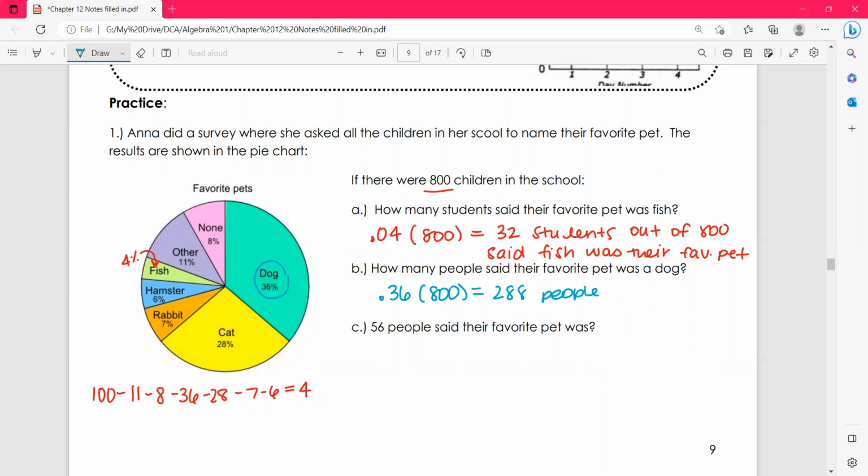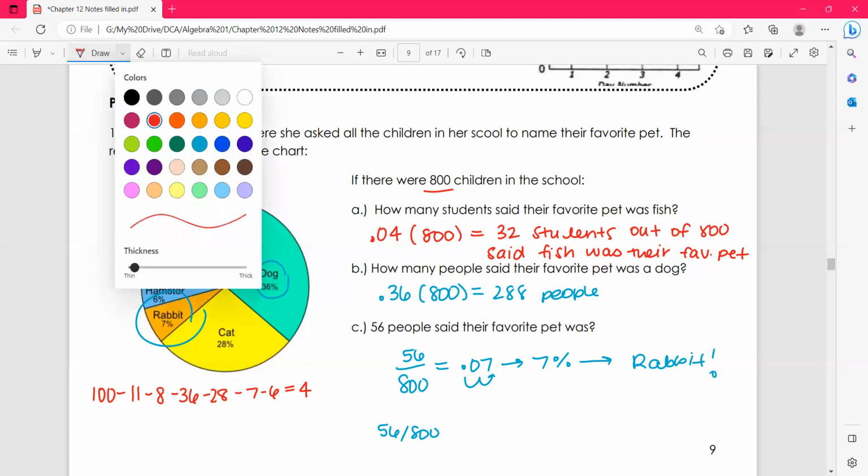And now 56 people said their favorite pet was what? So 56 out of 800, that gives us what decimal? 0.07. If you type into a calculator 56 divided by 800, you'll get 0.07. As a percent, that's 7%. Move it 2 places to the right. And then 7% is what pet? Rabbit. So that's just taking it the other way. Okay, so that's some information about a pie chart.